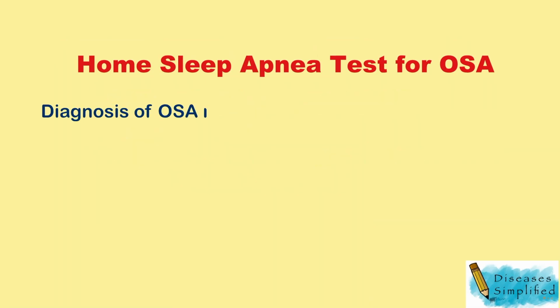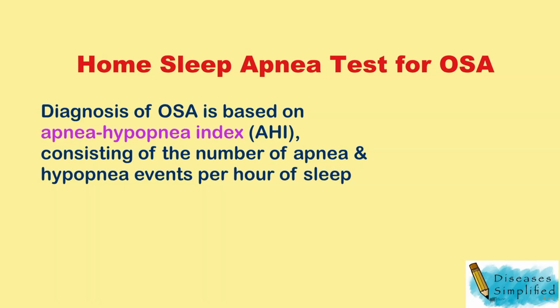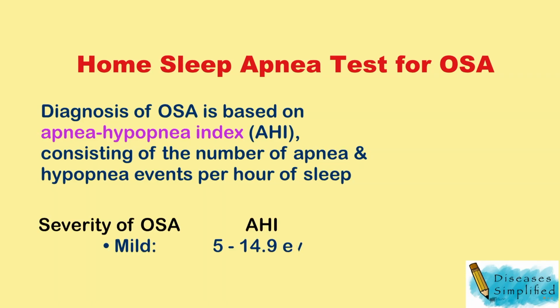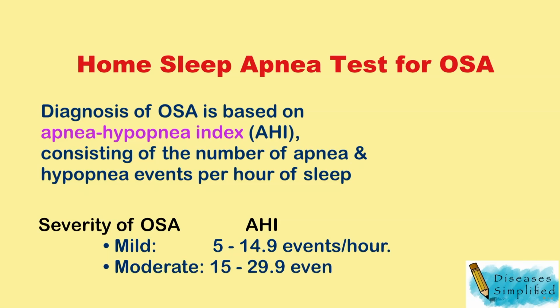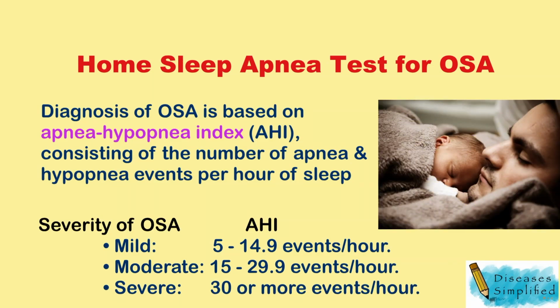The diagnosis of OSA is based on the Apnea-Hypopnea Index (AHI), consisting of the number of apnea and hypopnea events per hour of sleep. OSA is defined by an AHI level greater than 5 and is classified as mild, 5 to 14.9 events per hour, moderate, 15 to 29.9 events per hour, or severe, 30 or more events per hour.